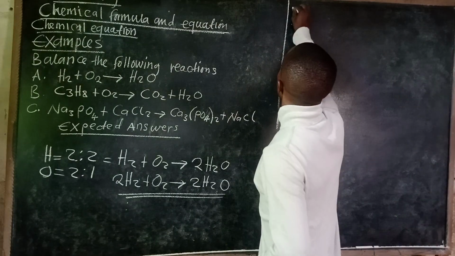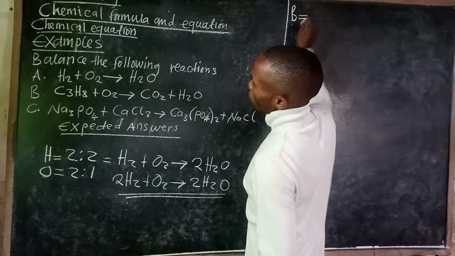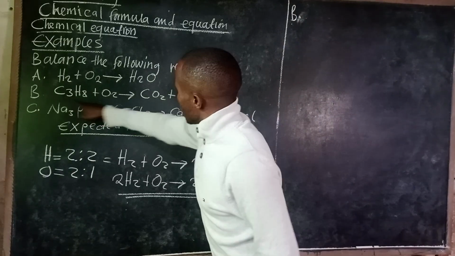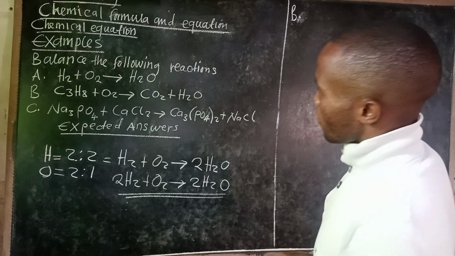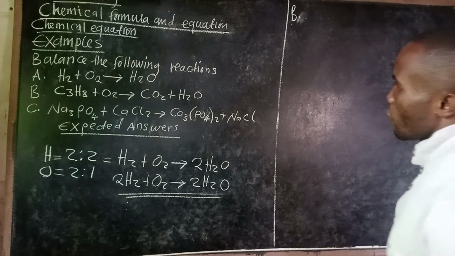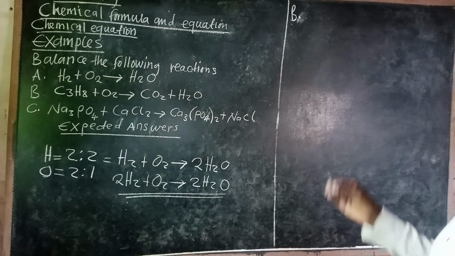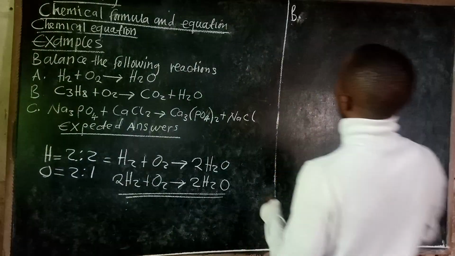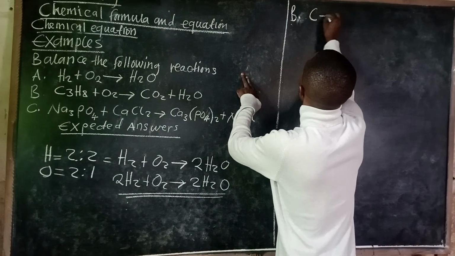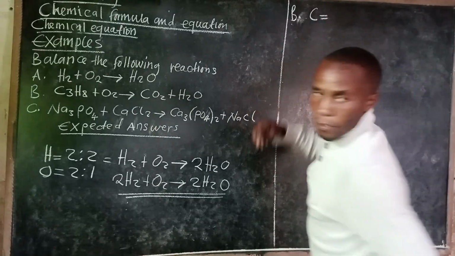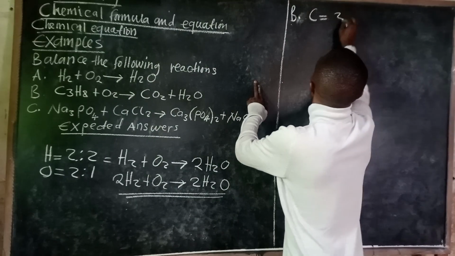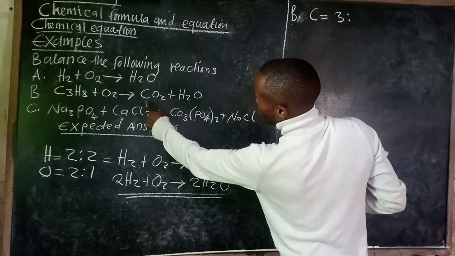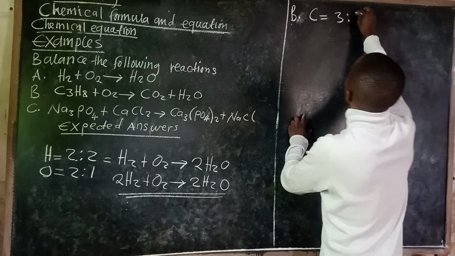Okay, so we can go to B now. On B we have this equation which is unbalanced, so we need to balance it. For us to balance, we need to look at the atoms that are involved, I mean the elements. The first one, we have carbon. So let's start with carbon. How many atoms of carbon are there? There are 3 on the reactant side. Then what about this side? There is just 1. So 3 to 1.